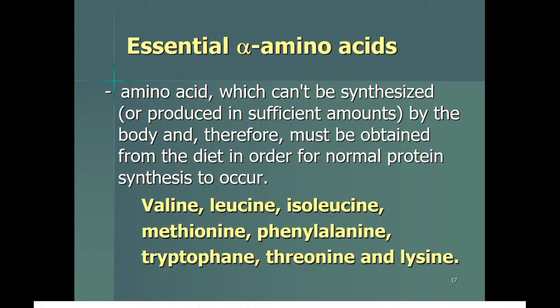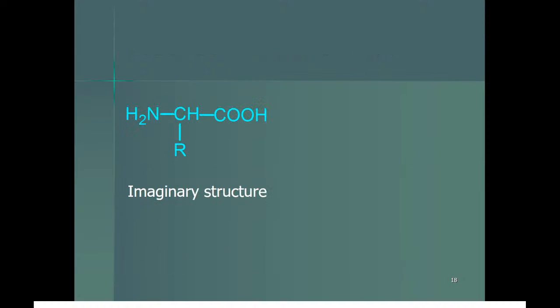So for adults: valine, leucine, isoleucine, they have alkyl groups. Methionine, sulfur containing. Phenylalanine, it's aromatic, a benzene ring there. Tryptophan, it's a heterocyclic aromatic, nitrogen containing. Threonine, oxygen containing. And lysine, containing a basic NH2 group. They're all essential, and from them other amino acids can be synthesized by our body through different processes. So when we deal with amino acids, they themselves are solid crystalline.